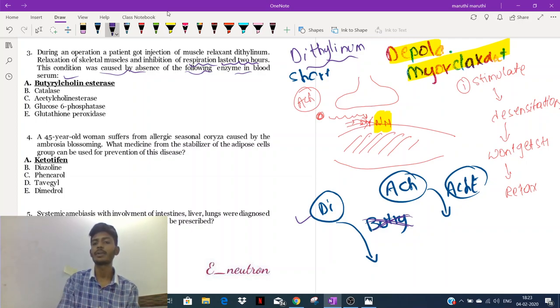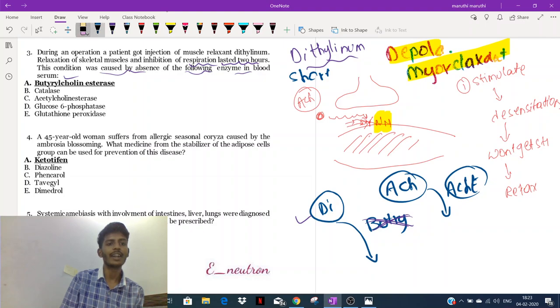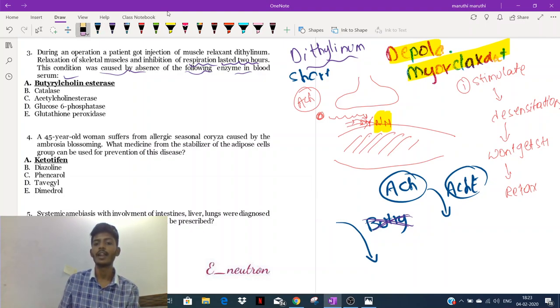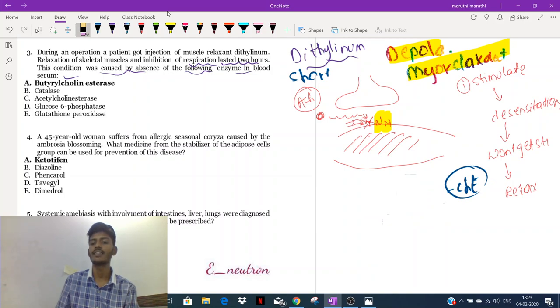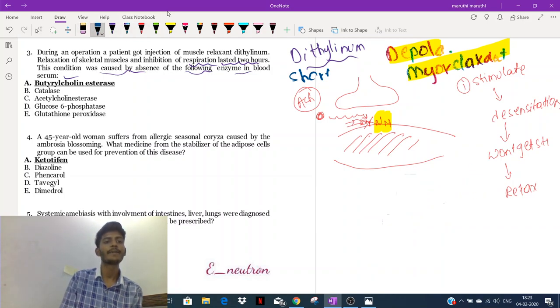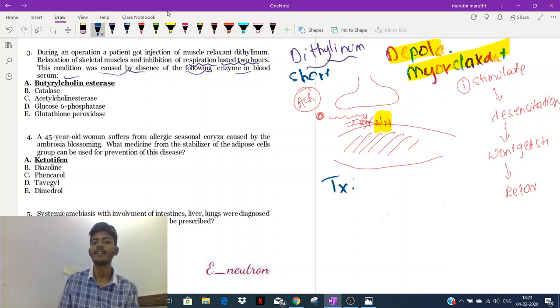The myorelaxation property will be prolonged, and the patient will undergo paralysis of the muscle. Now, if I get this condition, how do I treat this person? What happens if I have a slight deficiency of this enzyme? The person might end up with respiratory paralysis. How do we treat this person? We treat by giving artificial ventilation.